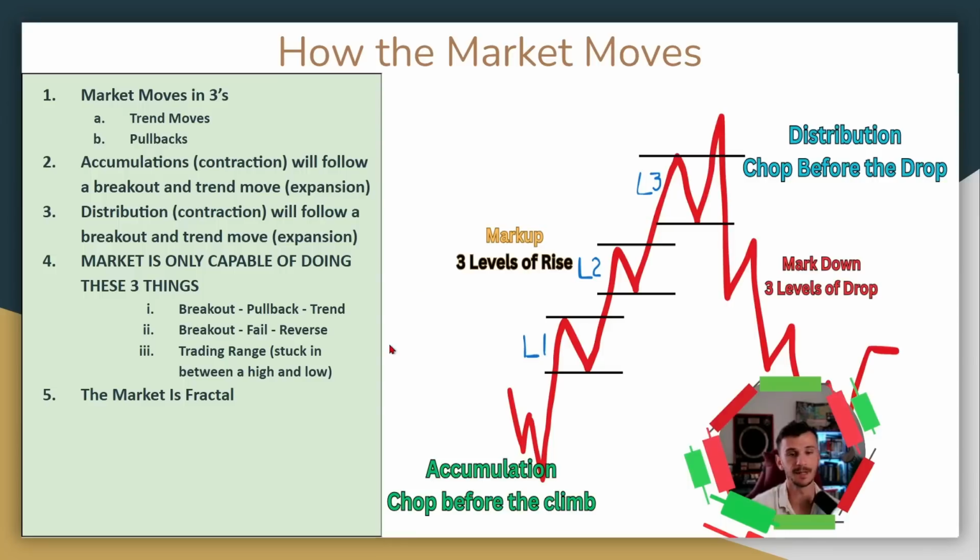And that the market, like I said, only does three things: breakout and pullback and trend, breakout, fail, and reverse. Or just stay inside of a high and low. They kind of get trapped inside of a high and a low and stay inside of a trading range.